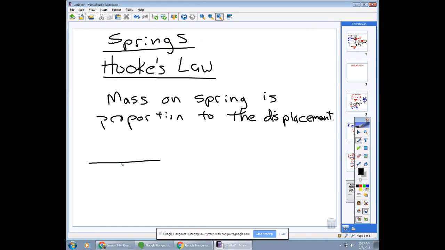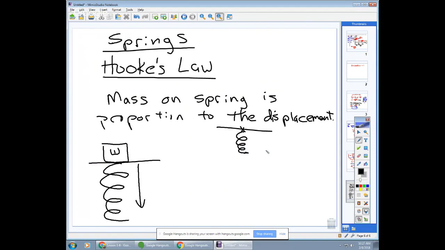You could have a platform with a spring coil sitting underneath it, and then you could put some kind of weight on top of that, and that weight is going to compress the spring. Some springs are designed to be compressed. Other springs are designed to be stretched. So it could be we have a spring hanging, and then we put a weight on it, and the spring gets stretched. Either way, we're going to have some kind of displacement based on that weight. It could be compressing the spring, but it could be stretching the spring.